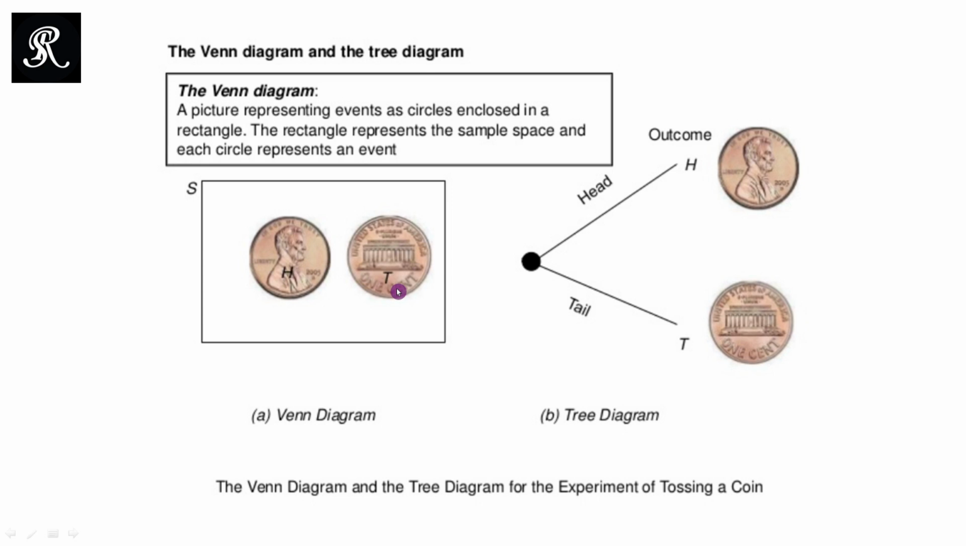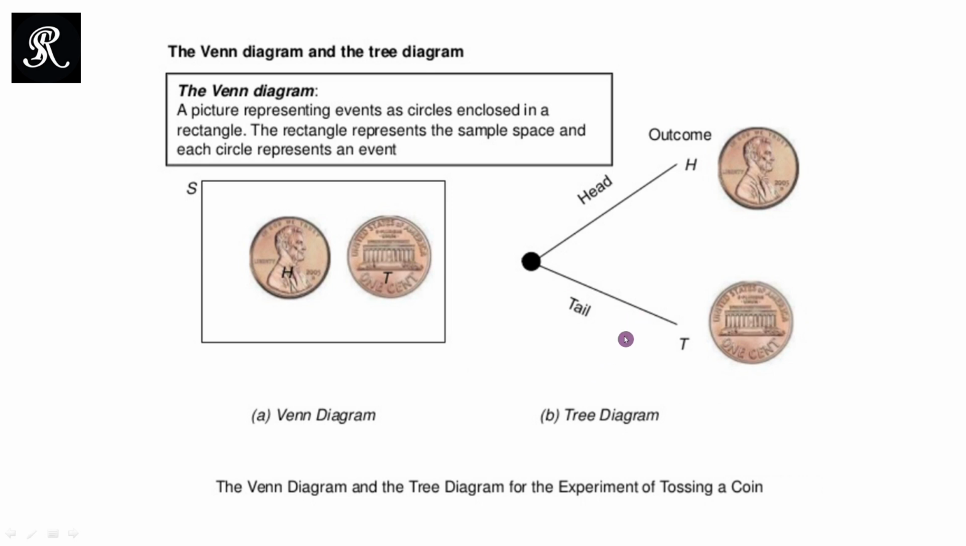If we toss a coin, there is a 50% chance of a head on the top face and a 50% chance of a tail on the top face. These are individually called events in the experiment of tossing a coin. If we represent these two events as circles in a rectangle, it's called a Venn diagram. Now we'll move toward the tree diagram.